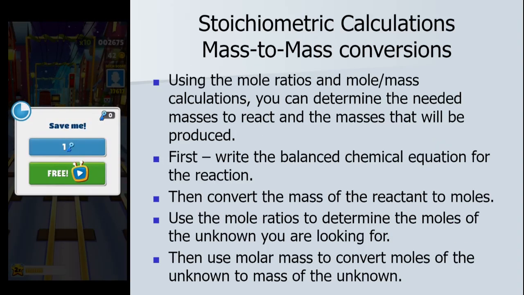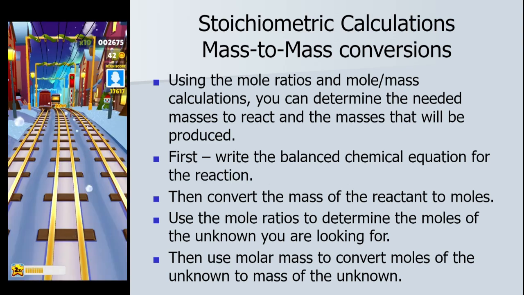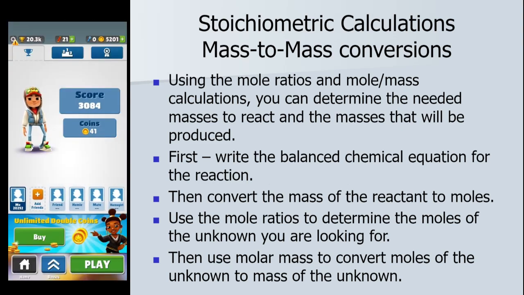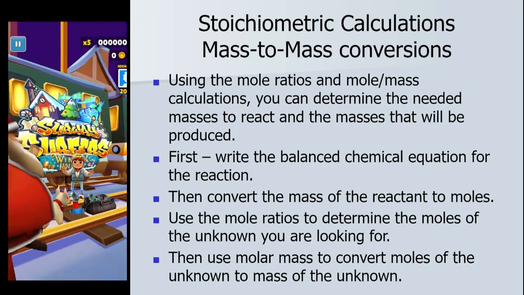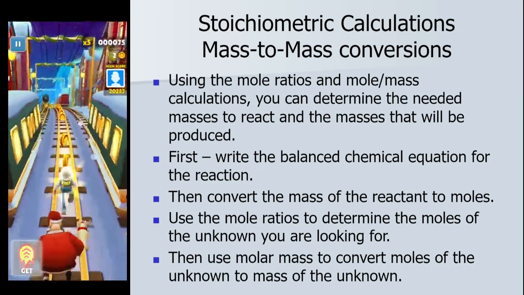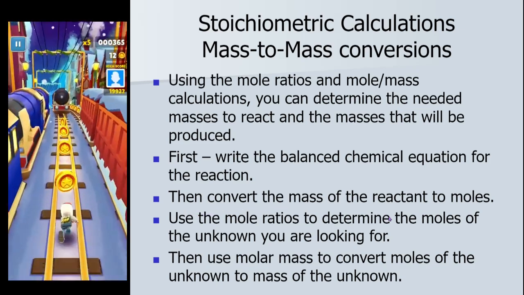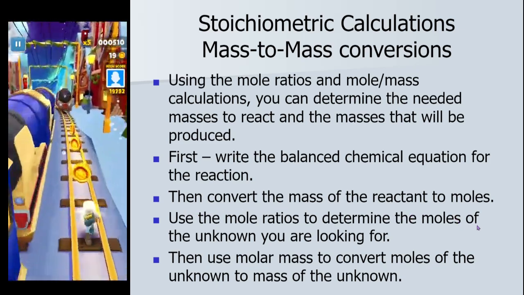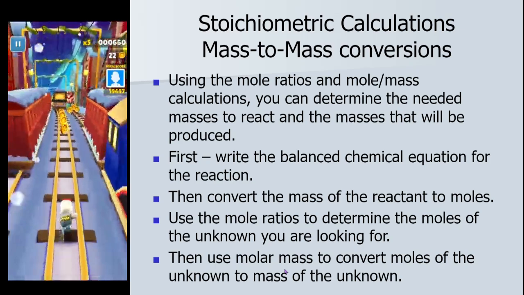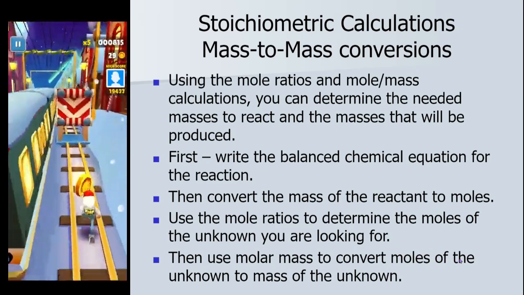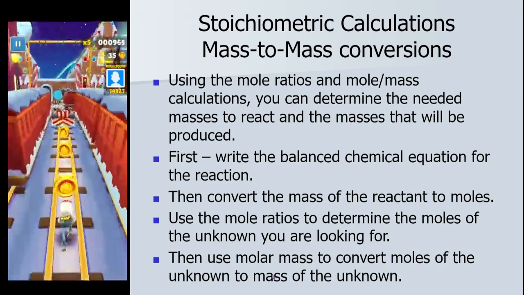Moving on to mass-to-mass conversions, very similar to the ones we did before, with the first step being to write the balanced chemical equation, then convert the mass of the reactant to moles. After, the mole ratio will be used to determine the number of moles that you're looking for, but then we'll use the molar mass to convert the number of moles of the unknown to the mass of the unknown.